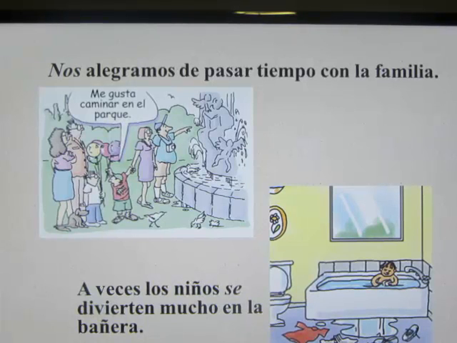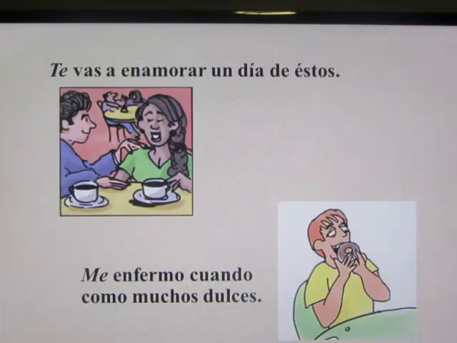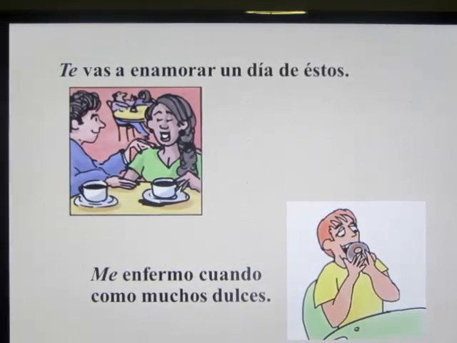Let's see some examples. Nos alegramos de pasar tiempo con la familia. A veces los niños se divierten mucho en la bañera. Te vas a enamorar un día de estos. Me enfermo cuando como muchos dulces.